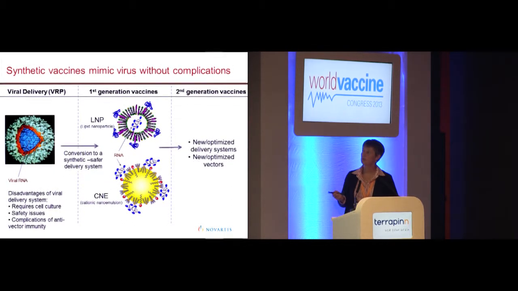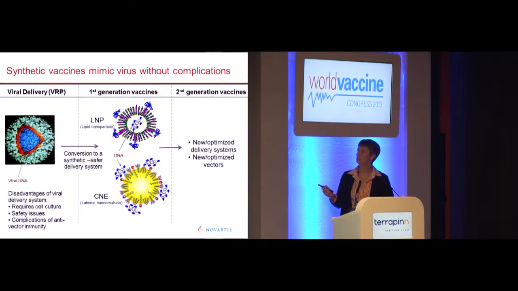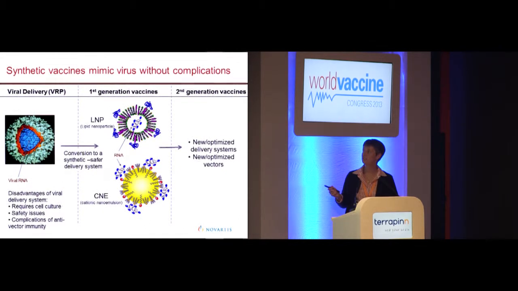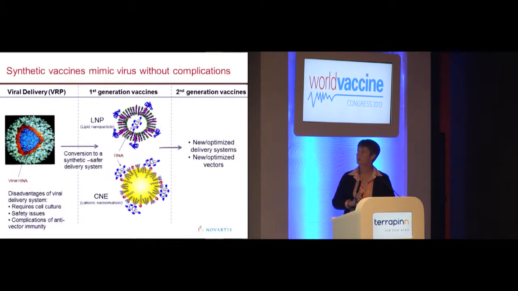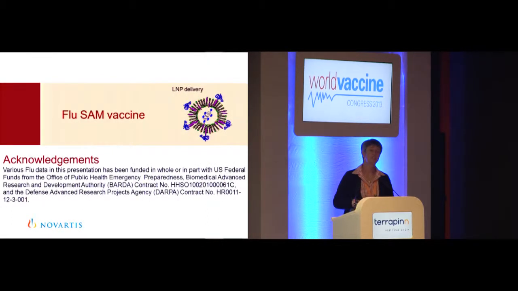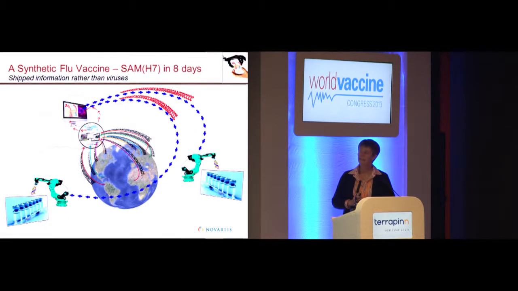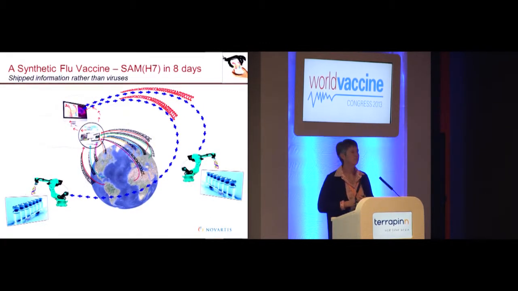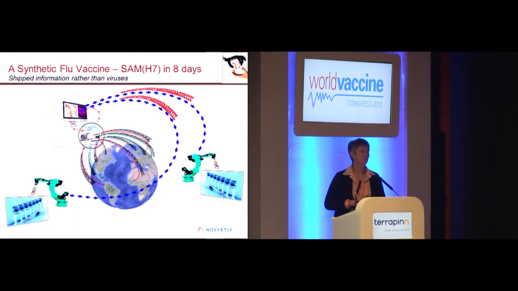And I'm going to show you today two examples, one with each delivery system, and we are moving forward and already working on second generation vaccines, improving both delivery systems and vectors. So the first example is from our influenza program, and we had the chance in spring of 2013 to actually test our capacity to respond quickly to an influenza outbreak with the H7N9.